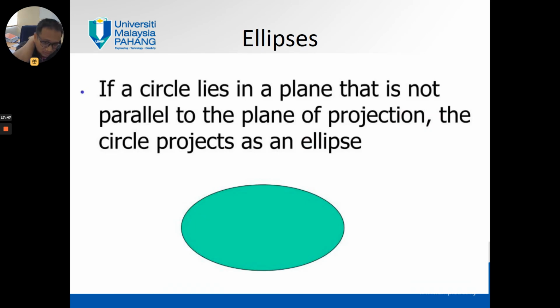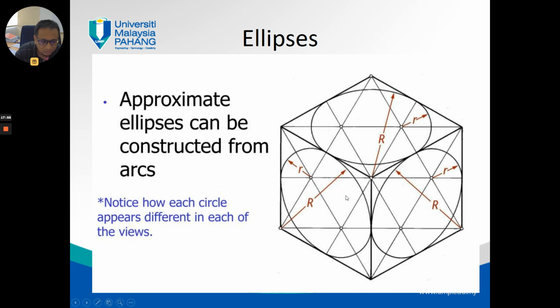Now, to draw another one is to draw a circle that lies within a plane which is not parallel to the plane. This is called an ellipse. It's very difficult for this one, but you have to remember it always starts with the cube. So an approximate ellipse can be constructed by using a semicircle. Notice the circle is different from the radius.